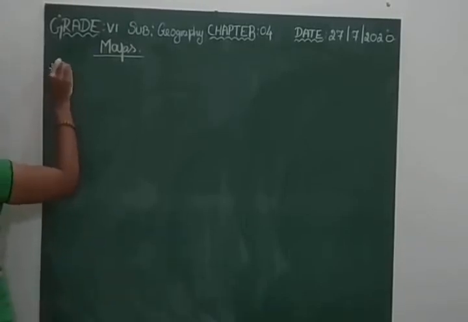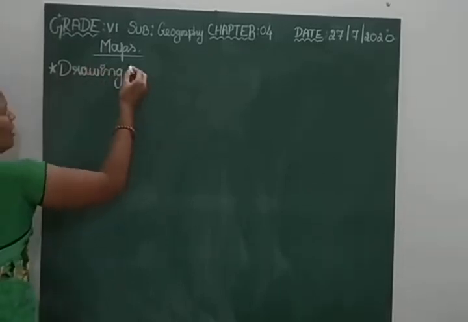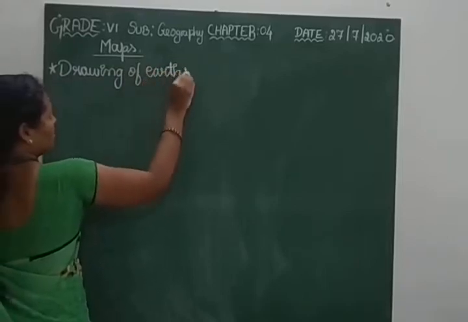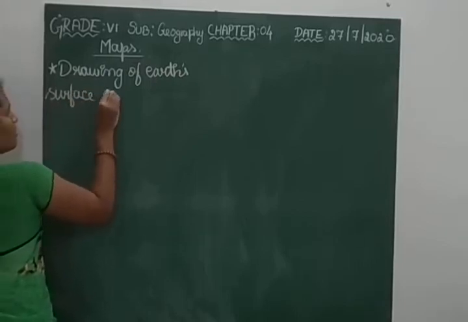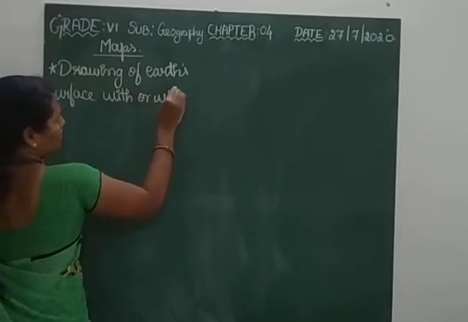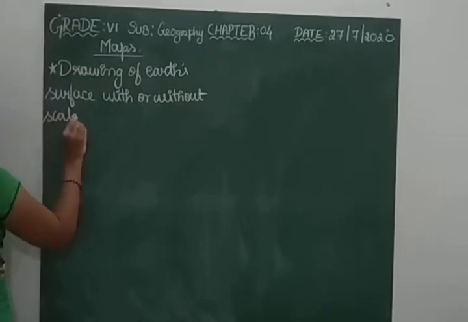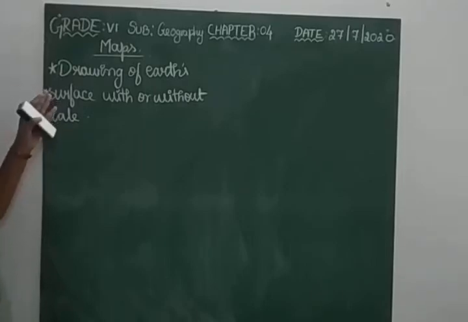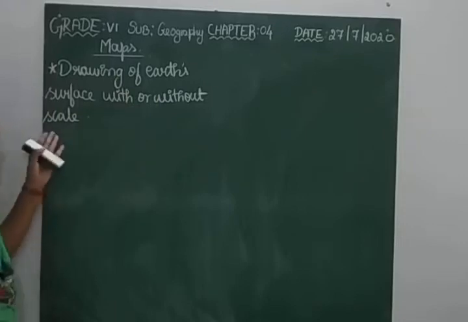First, what is a map? Drawing or a pictorial representation of Earth's surface with or without scale. This is called a map. This is a clear definition of the map. Map is the drawing or the pictorial representation of Earth's surface with or without scale.